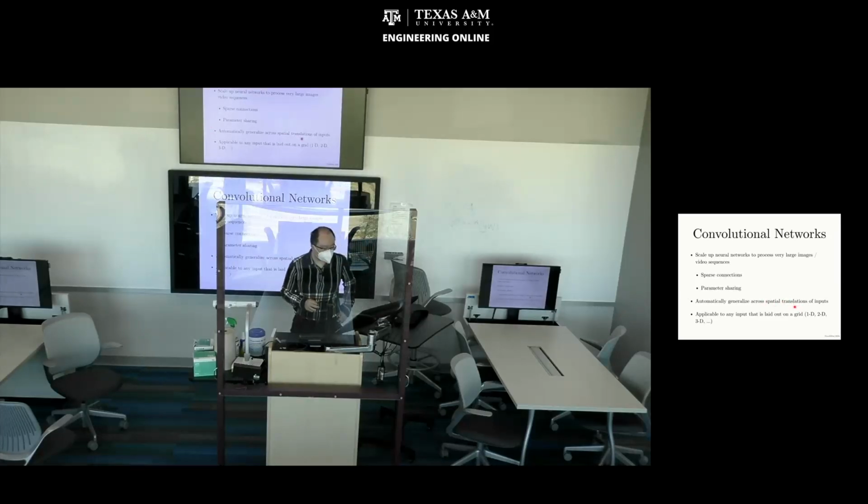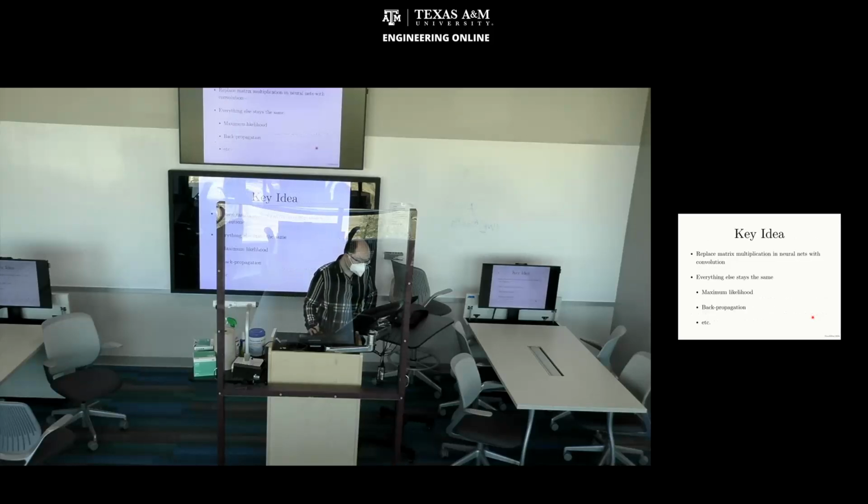Translational invariant, and they're applicable to input that is laid out on a grid, no matter what it is: 1D, 2D, and 3D. As in our journal club, we have all kinds of examples. And the key idea, so I'm giving you directly the answer to my earlier question, right? What kind of properties are demanded from the mathematics to conform to the knowledge of our vision system? What you do here is replace the matrix multiplication in MLP with convolution, and everything else stays the same.